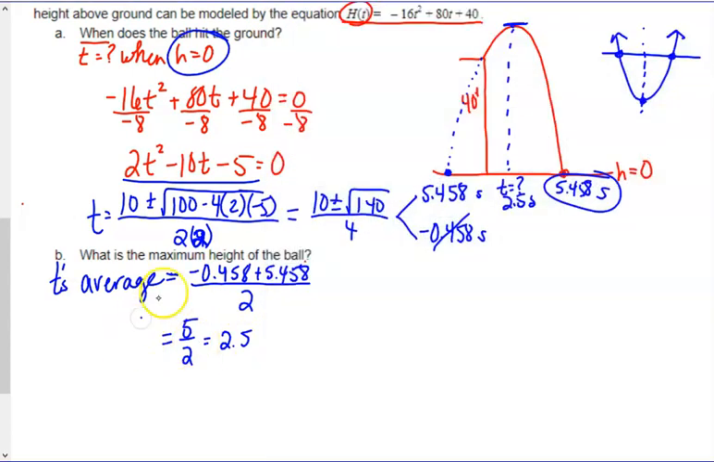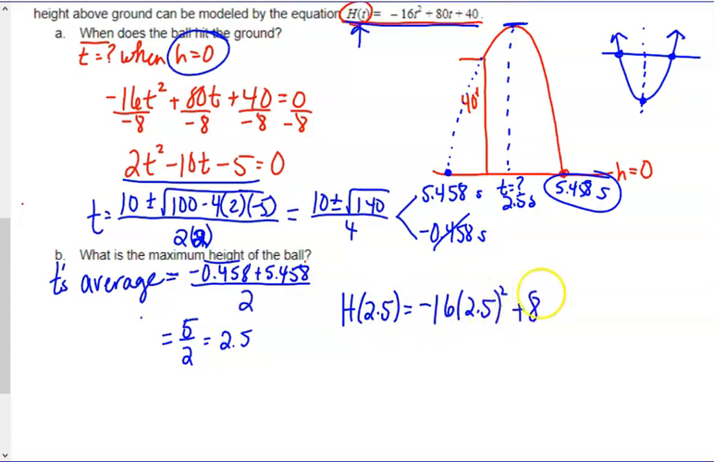Now, the question asks, what is the maximum height? So using our function, if I'm finding my h, then I better be given t. Well, we just found t. T was at that 2.5 seconds. So here we go. We need to find the height at 2.5 seconds by plugging in 2.5 wherever I see a t in that function.